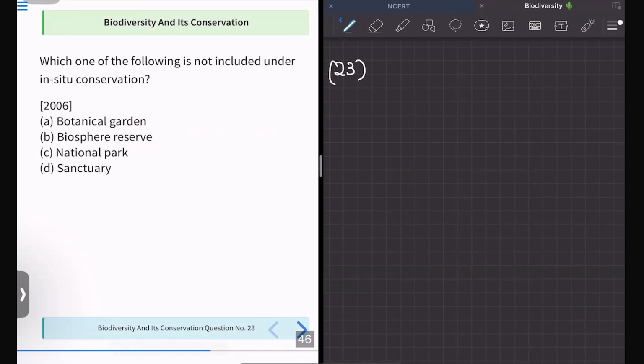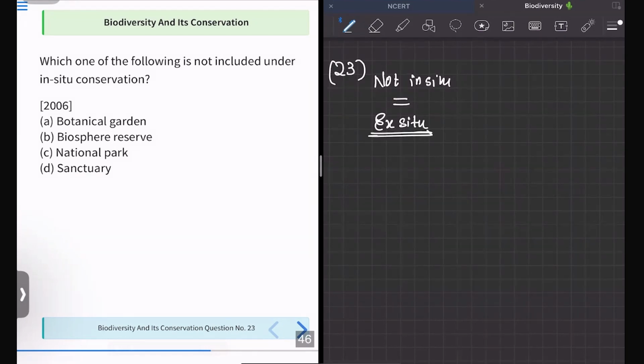So in question number 23, it is asking which of the following is not included under in situ conservation. Again, mark such keywords, such as not. I hope now you have got a habit of marking such keywords. Let us see. They are asking which of the following is not in situ. That means they are asking me which of the following is ex situ.